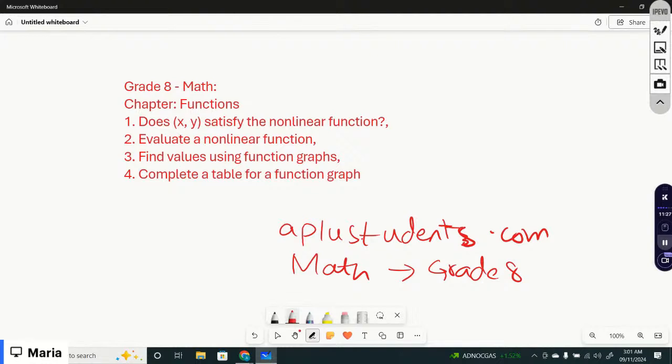There you can find a list of the chapters. We're going to start with the chapter functions. The lessons we're going to cover today are: does xy satisfy the nonlinear function? Evaluate a nonlinear function. Find values using two graphs. Complete a table for a function graph. So please make sure you have your notebook and pencil so that you can note down the important examples and definitions as well.